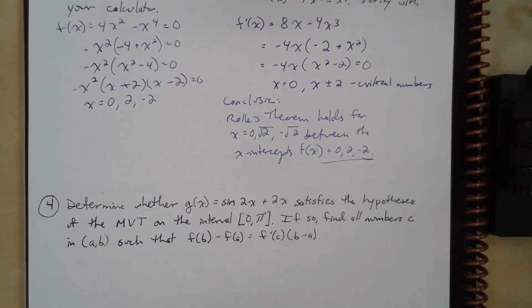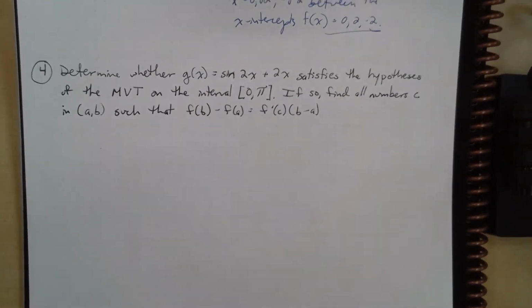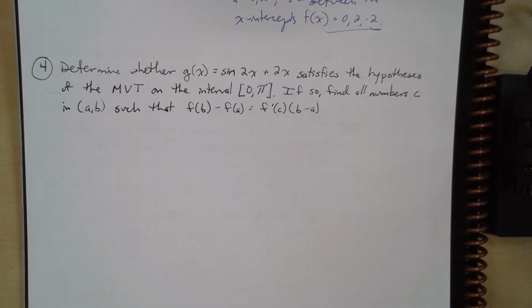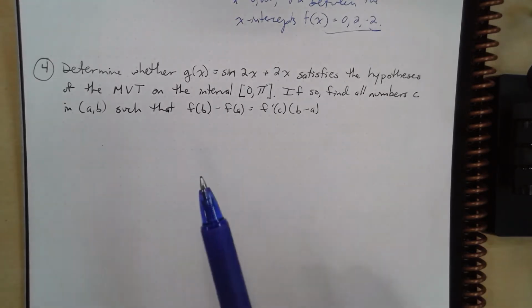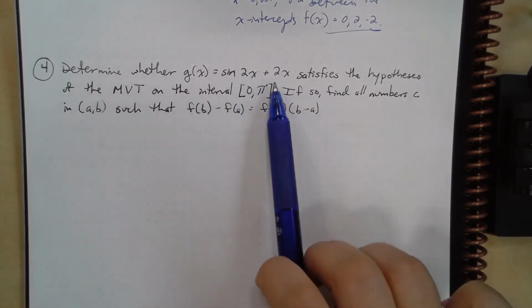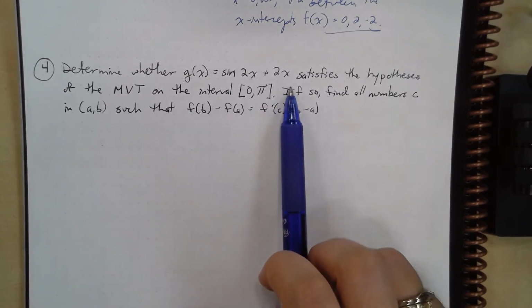All right. Last one here. Determine whether g of x is equal to sine of 2x plus 2x satisfies the hypotheses of the mean value theorem on the interval 0 to pi. If so, find all numbers c in a to b such that f of b minus f of a is equal to f prime of c times b minus a. Okay, first thing we have to decide is, is this continuous? Yes. Is it differentiable? Yes. All right, so that works.